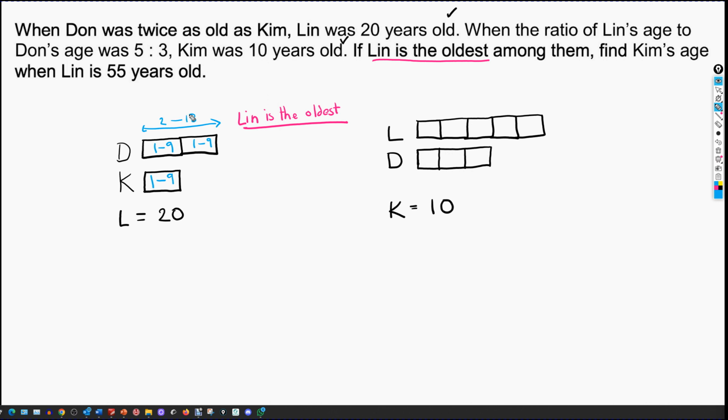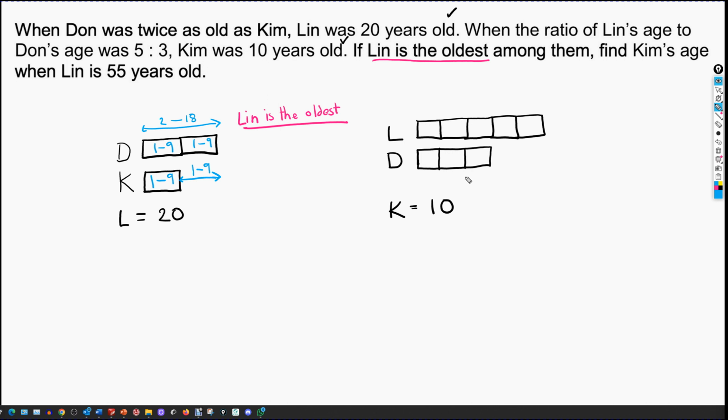Okay, but the important thing to realize is that if this is between 1 and 9, that's the same as this space here, which is the difference between Kim's age and Don's age. So the difference between Kim and Don's age is between 1 and 9. Okay. So I think that's all of the information that we could glean from that at the moment.